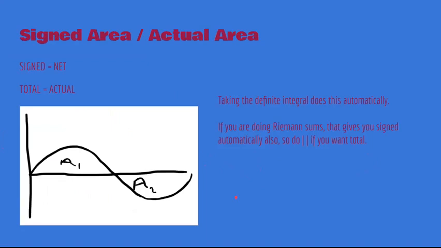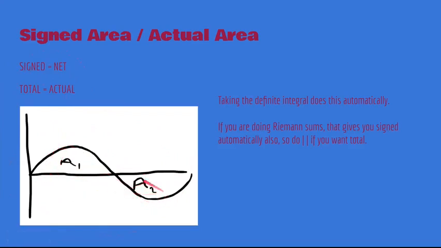Now we're going to talk about signed area versus actual area, which there are two names for both of those. I know that's so stupid. It's ridiculous when we have two names for things, but signed and net area are the same thing. Total and actual are the same. So for this right here, the signed area under the curve would likely be close to zero for the whole interval, because we have almost the same amount under and above.